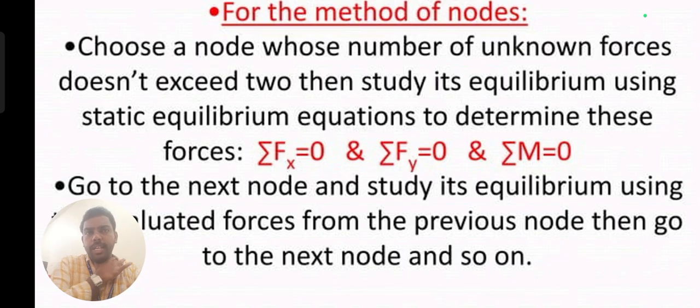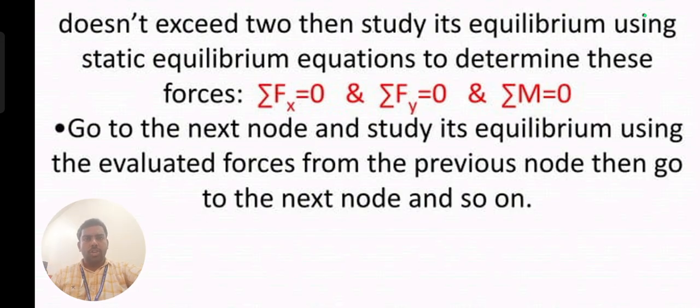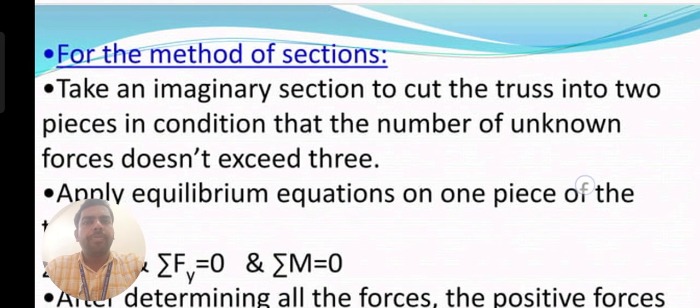Take a node where the number of unknown forces does not exceed two, then study its equilibrium using the static equilibrium equations to determine these forces, that is summation of Fx equals 0 and summation of Fy equals 0, and summation of moment equals 0 if you have to assume. Go to the next node and study its equilibrium using the evaluated forces from the previous node, then go to the next node and so on.